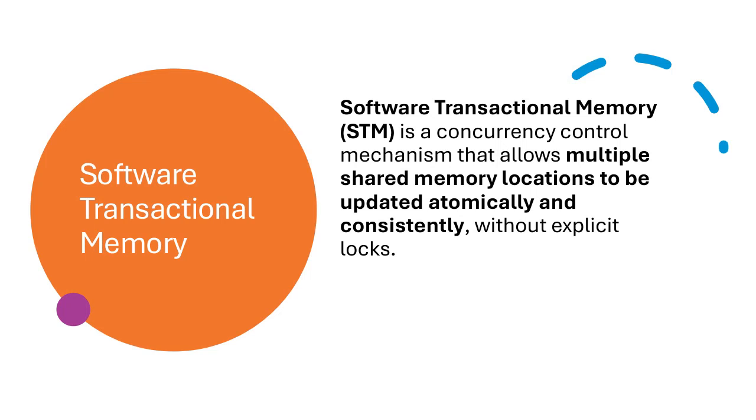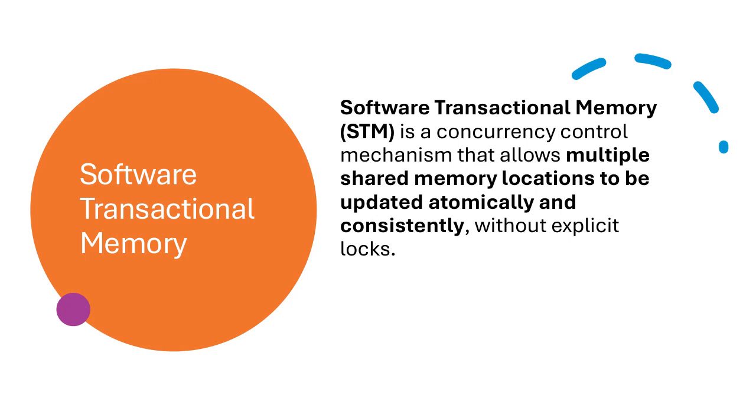Let's start by looking at software transactional memory, or STM. This is a way to manage multiple pieces of shared memory so that they can be updated together in a safe and consistent way. The key point is that these updates happen atomically, meaning all at once or not at all, which helps avoid errors that can occur when multiple processes try to change data at the same time. STM does this without using traditional locks, making the process simpler and often more efficient.